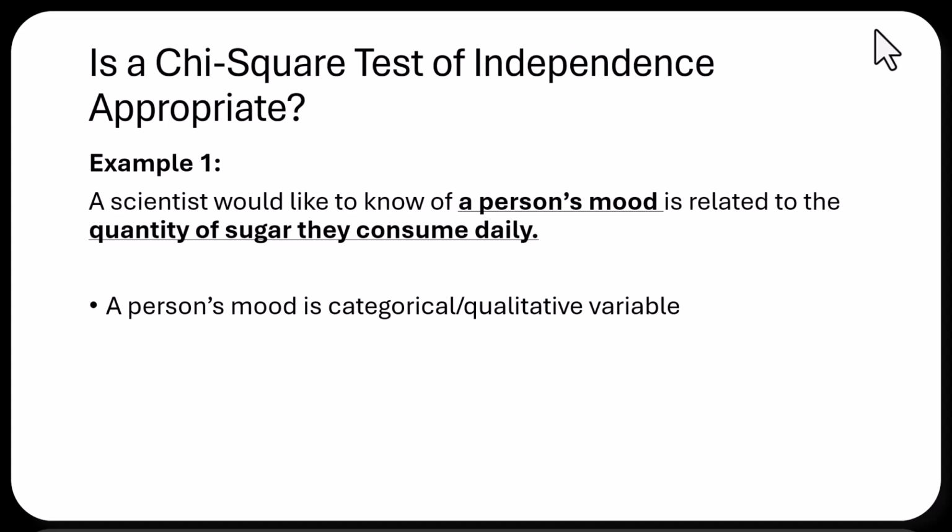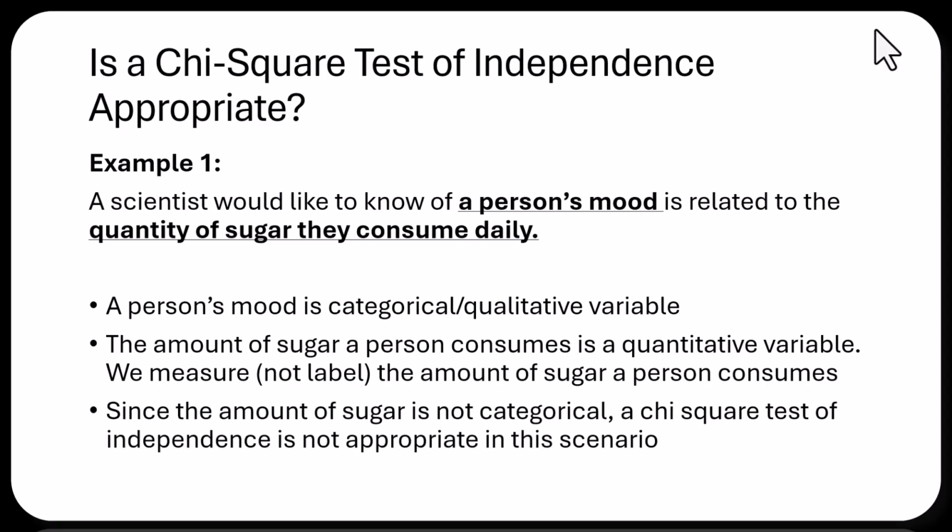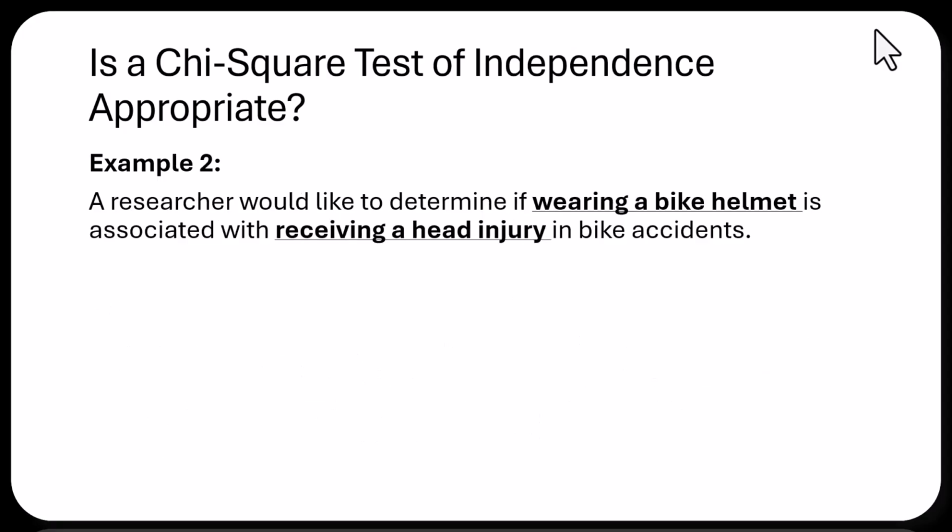A person's mood can be considered a categorical or qualitative variable. After all, you would say that you are happy, or sad, or depressed, or joyful. All of those are labels, not counts or measures. But what about the amount of sugar a person consumes? Well, that's actually a quantity. We would measure the amount of sugar a person consumes. Therefore, since this amount of sugar is not categorical, we cannot use a chi-square test of independence in this scenario.